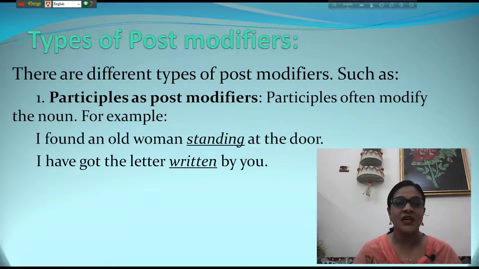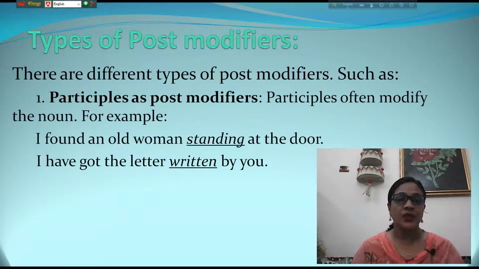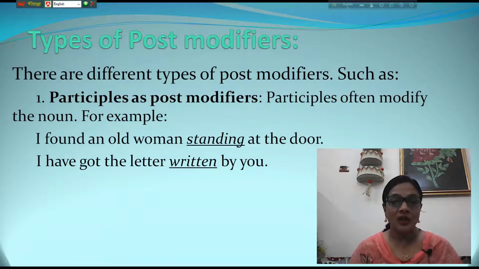There are different types of post-modifiers, such as, number 1, participles as post-modifiers. Participles often modify the noun. For example, I give you two examples. One is for present participle and another is for past participle. In the first example, I found an old woman standing at the door. Here, standing is used after the noun woman, and it is an example of present participle, and it gives us information about the position of the woman.